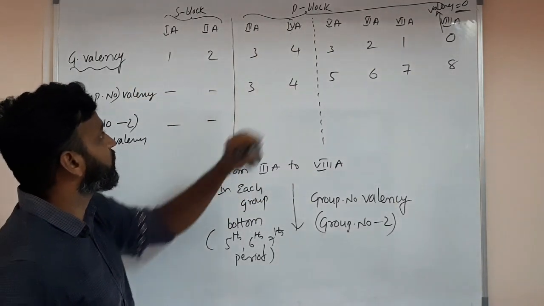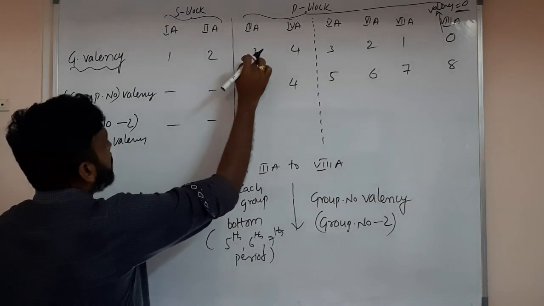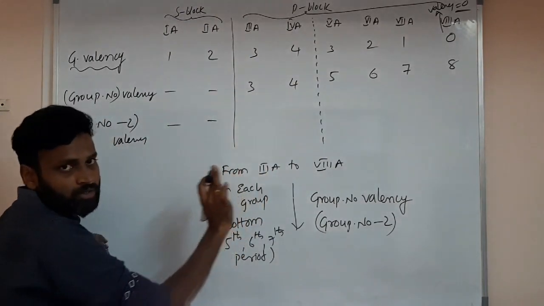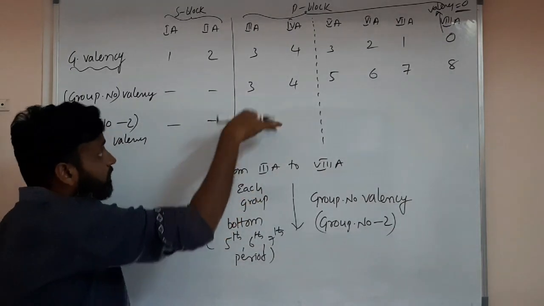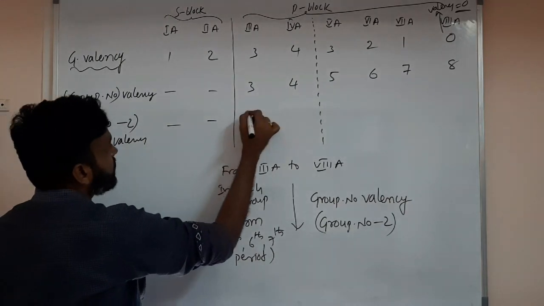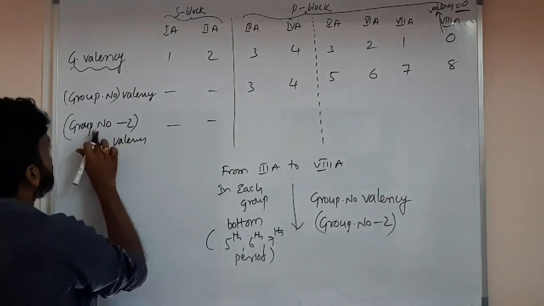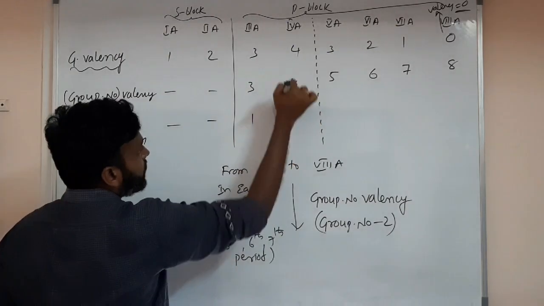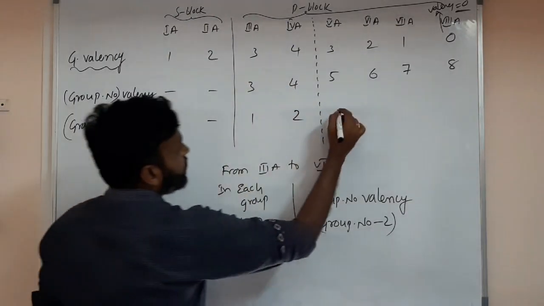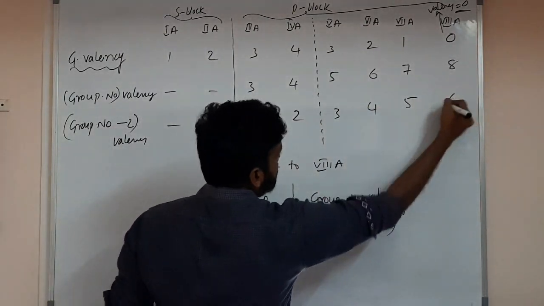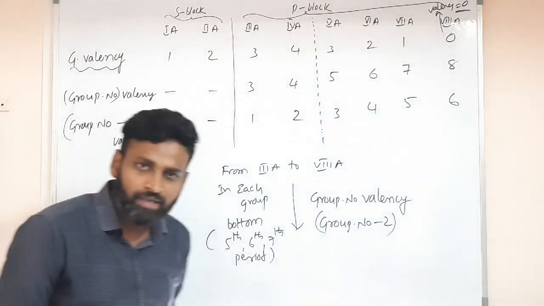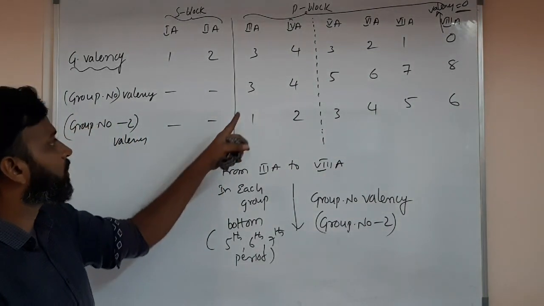So group number valency means here the same 3, 4. For 3rd A and 4th A, group number valency is general, and bottom elements are also possible. But the bottom elements of 3rd A and 4th A exhibit group number minus 2, means 3 minus 2 is 1, 4 minus 2 is 2. These are the group number minus 2 valencies. Understanding everyone? Listen carefully, you can understand, no problem.